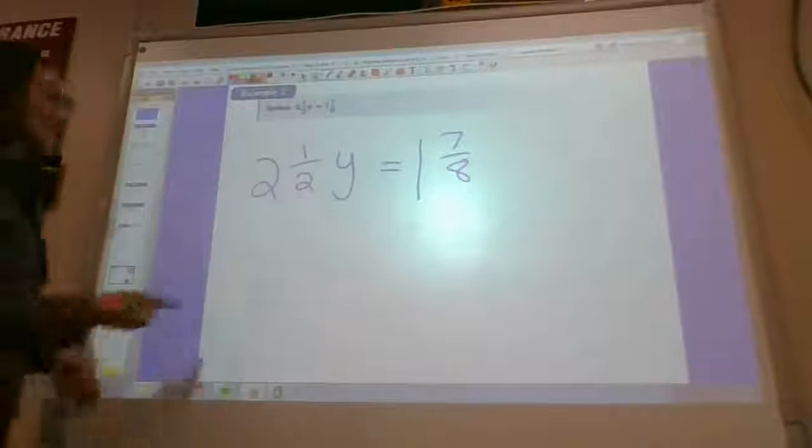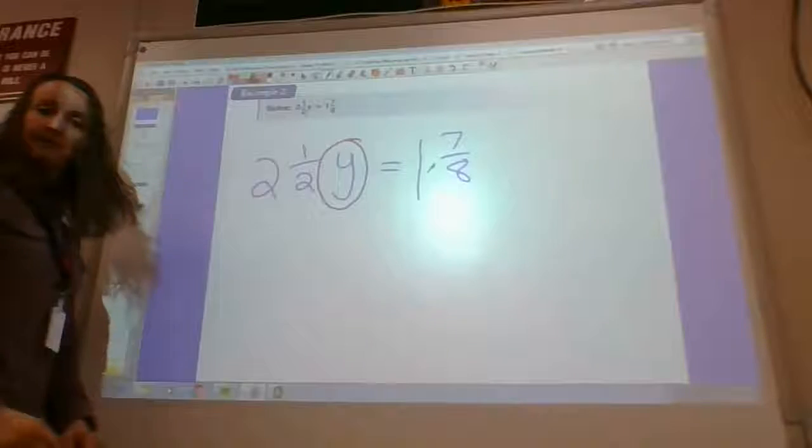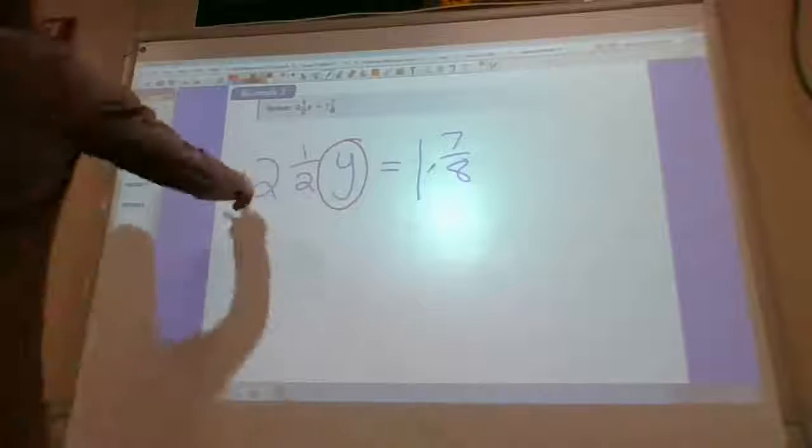Right here, let's check this out. We have 2 1/2 y equals 1 7/8. I'm going to give you a second to set that up in your notebook and see if you can do the first step. All right, so this one, once again, it's multiplication happening between y and the 2 1/2.